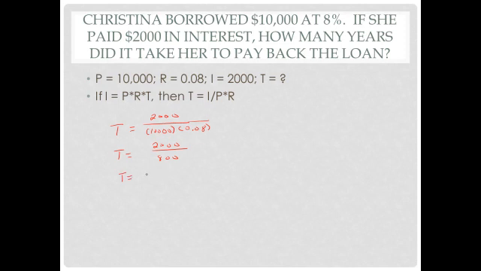So 2,000 divided by 800 will give us about 2.5, which means that the loan was for about 2.5 years. So we just rearrange the equation for time equals interest divided by principal times rate. We multiply the principal and the rate, and then we divide. And we find that the time of the loan was 2.5 years.